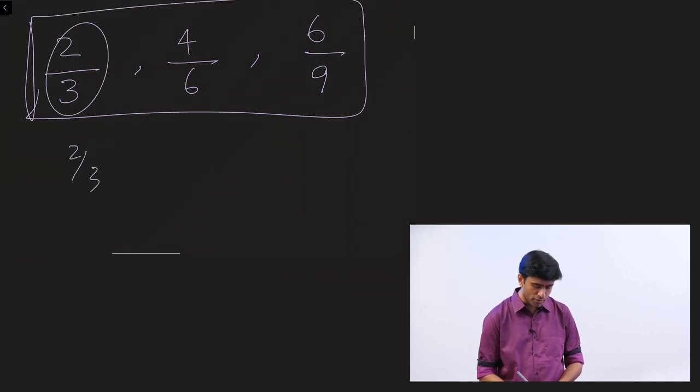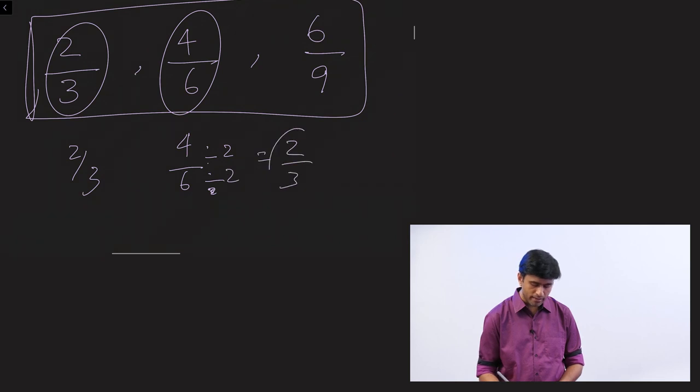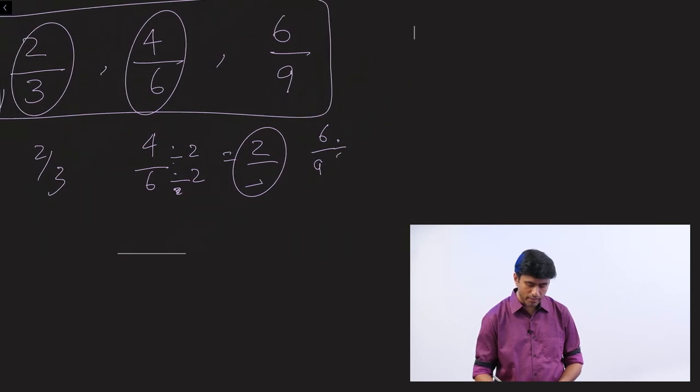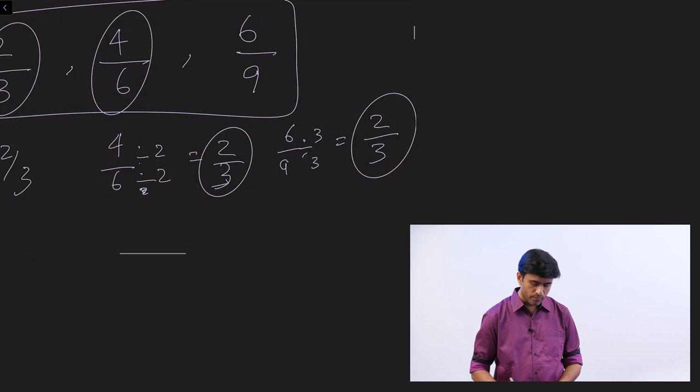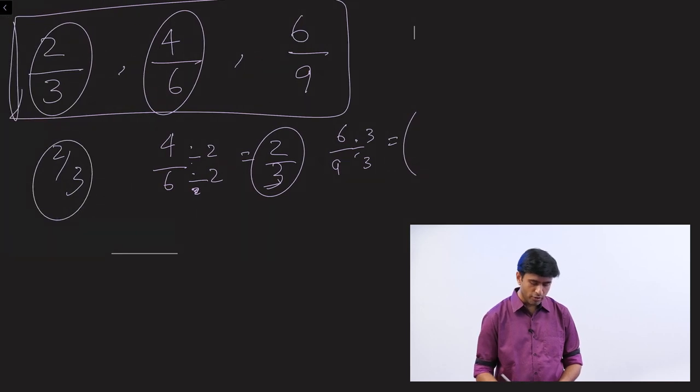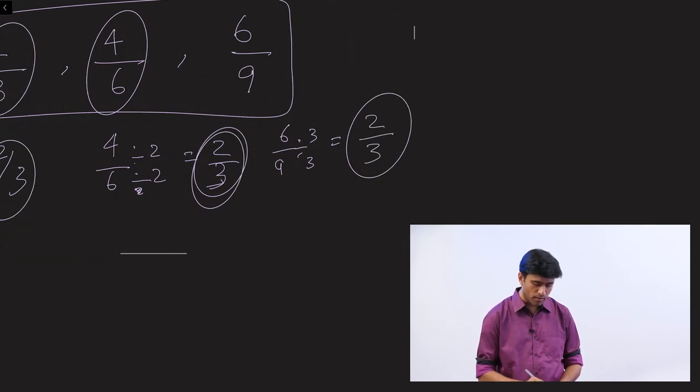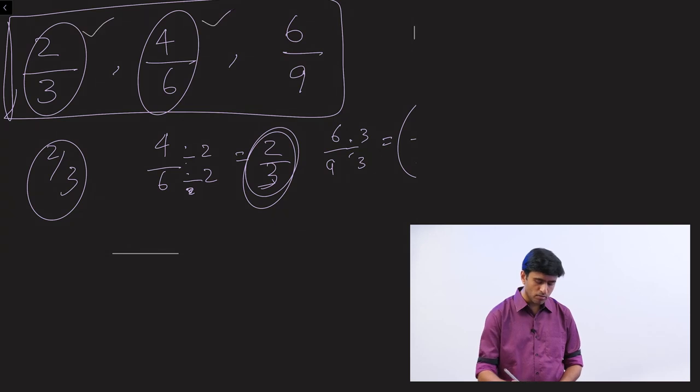2 by 3 in simplest form is 2 by 3. 4 by 6 can be further reduced by dividing it by 2. It will be 2 by 3. 6 by 9 also can be further reduced by dividing it by 3. 2 by 3. The value when reduced to the simplest form is the same. Therefore, these 3 fractions are also equivalent fractions.